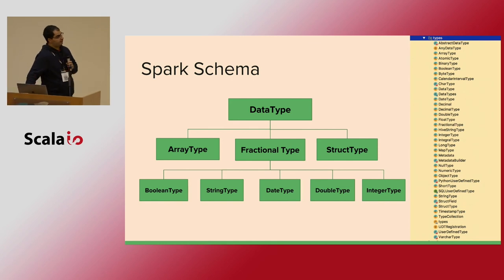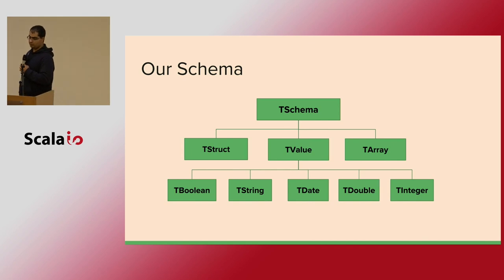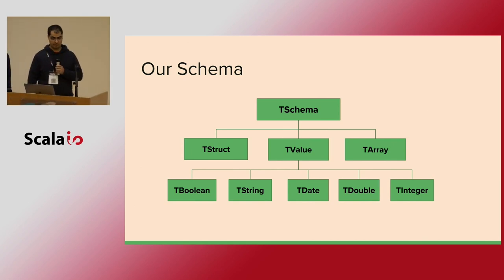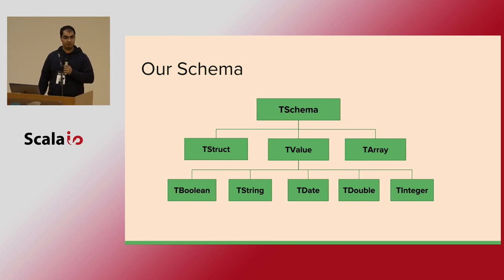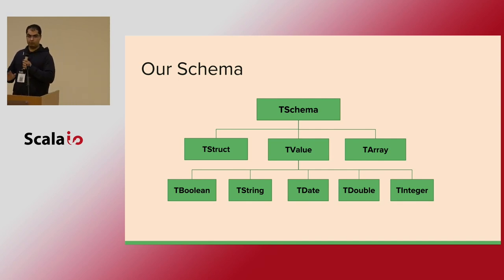So if we mimic that and actually make it a bit more type safe, well, we can define our schema that is basically the same ADT. That's to say that you have the T schema, which is composed of a T struct, a trait that will be the T value, and a T array. So you've got nested fields, for example structs and arrays, and you've got simple leaves that will be the values. Of course, the value is not a recursive starting point. A value is the end game. You don't go much deeper after a value.